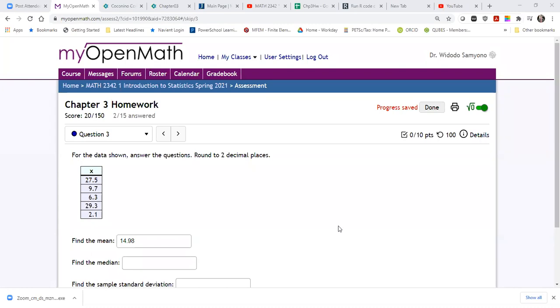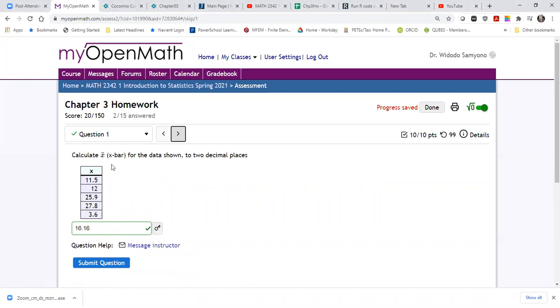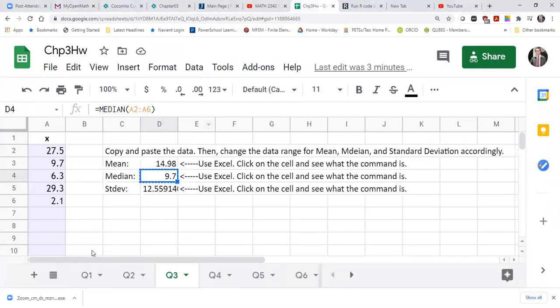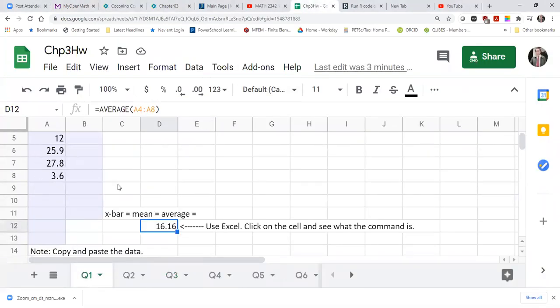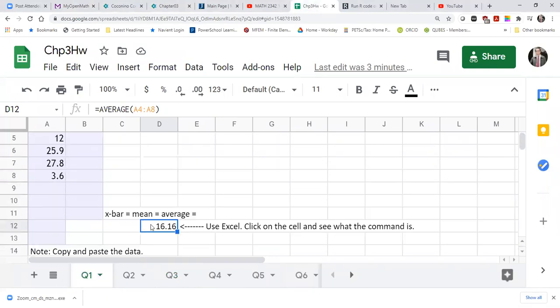Yes, sir. Yeah, so maybe I need to repeat again. Okay, so from number one, okay. Number one is looking for X bar. X bar is the mean, or the average. So you need to copy this, right? And then paste it here. And then to find the mean, you need to use this formula here. The formula is equal average and then the data in here, from A4 to A8, right?